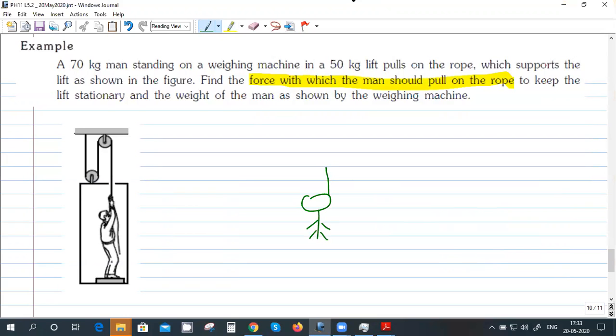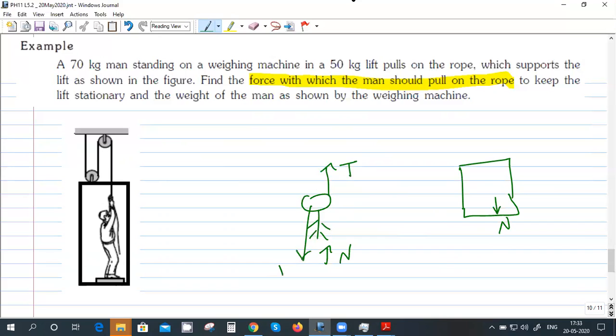Okay. The upward force is the tension of the rope. And here there is a normal reaction. And again you have the normal reaction, right? You need the force on the man. Again you have to draw the lift also. If there is a normal reaction in... So other than the normal reaction, there is the weight of the man, mg. Okay.